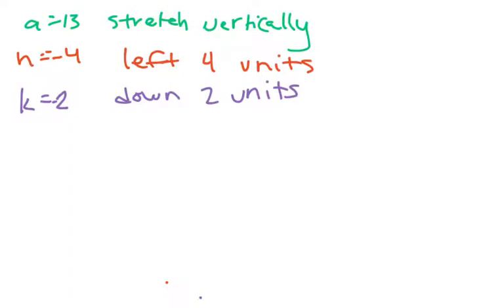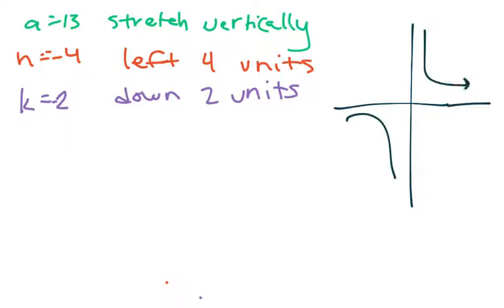And so again, taking a look at what we would initially have as our 1 over x, we do have the image in these two areas, the bottom left and the top right. But if we do each of these things, we're going to move this center that was at 0, 0 left 4 units, which means that our new asymptote will be here, and then down 2 units, which means that our other asymptote will be over here.